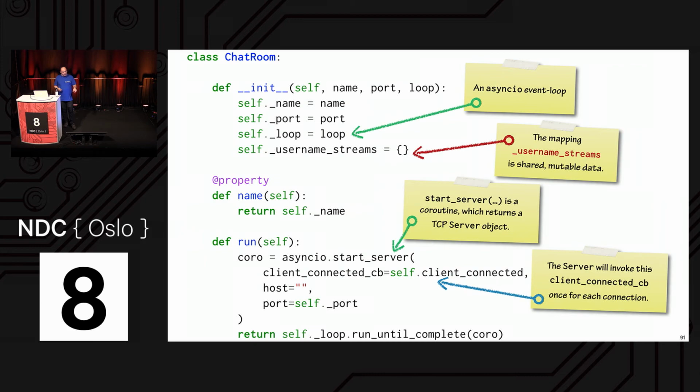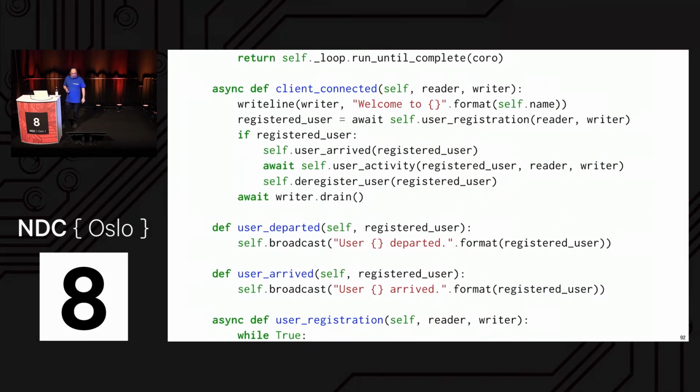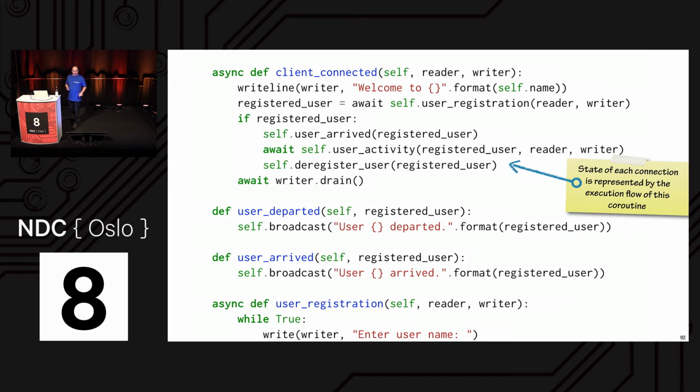What's important here is that the run method, start server, does invoke a callback, client connected, and that's a coroutine. That coroutine will be called once per user connected to the chat room. Let's just look at that client-connected routine. What's interesting is this function can take a very long time to run. If you connect to the chat room for a week, it takes a week to execute this function, right? This coroutine, client-connected, is the entire life cycle of a particular user's connection to the chat room, okay?